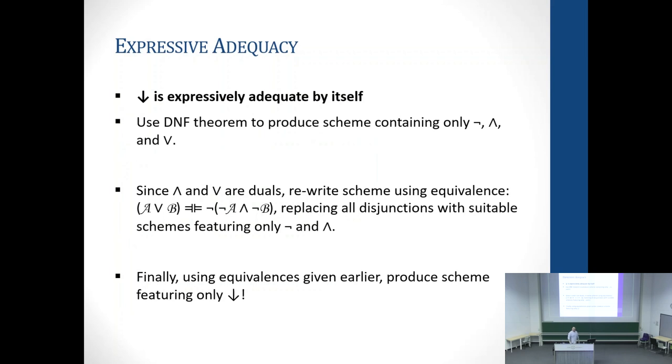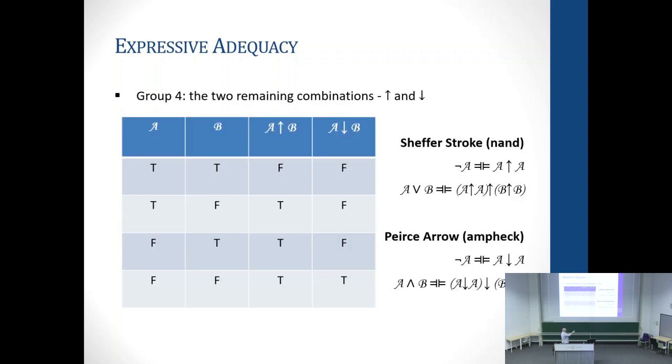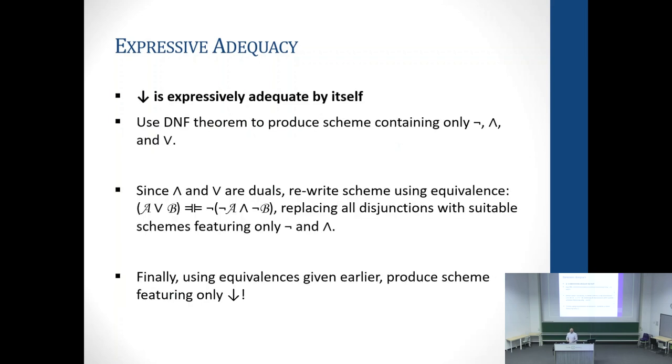The argument for Peirce's arrow doing it is going to look very similar. We use the DNF theorem to give us a sentence using just negation, conjunction, and disjunction. We replace every disjunction with the associated structure featuring just negations and conjunctions. That gives us just negations and conjunctions. To go back 2 slides, we then use these two equivalences to replace all the negations and all the conjunctions with the associated, just a crap load of downward arrows. So the neat thing is, we could have done everything we've done using just either this function or this function.